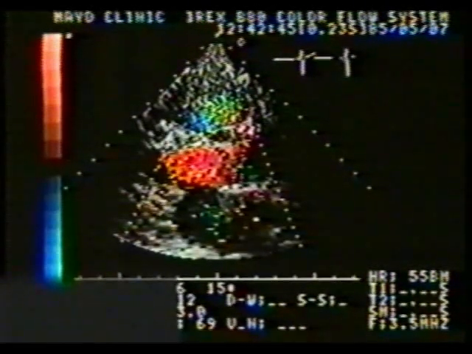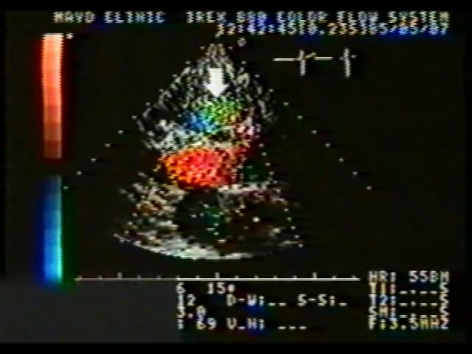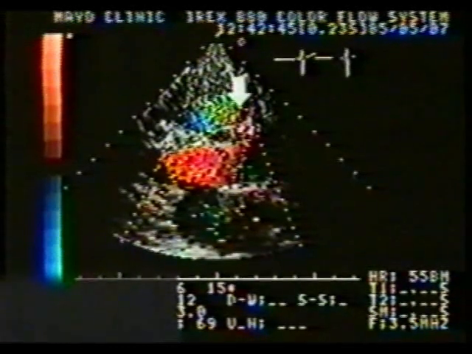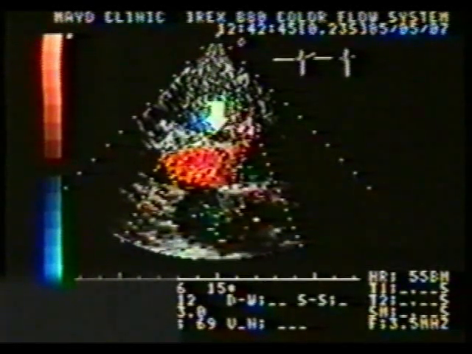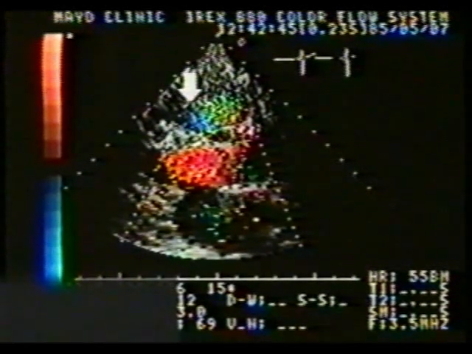This is the systolic frame of a color flow map demonstrating that during systole, a mosaic colored jet enters into the right ventricular outflow tract through this small ventricular septal defect.